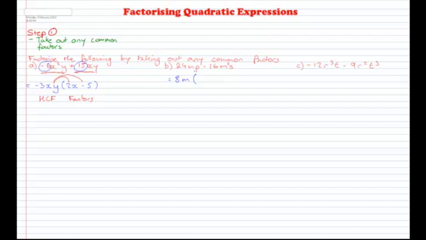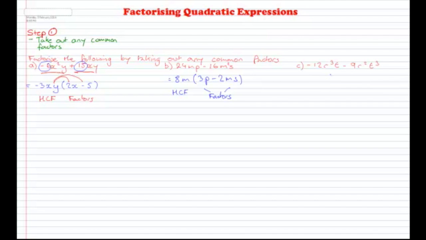Now 24mp, so what I need to multiply 8m by to get 24mp, well it's going to be 3 because 8 times 3 is equal to 24. M times 1 will get us m, so we don't need to write the m, and you've got p in order to get the mp. Minus 8 times 2 will get us 16. M times m will get us m squared, so we need to put the m in. And of course we need to put the s in as well in order to get the 16m squared s. Once again, the highest common factor is out the front, and these two here are just factors.